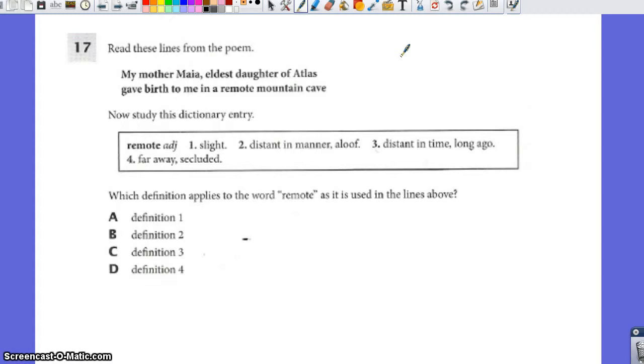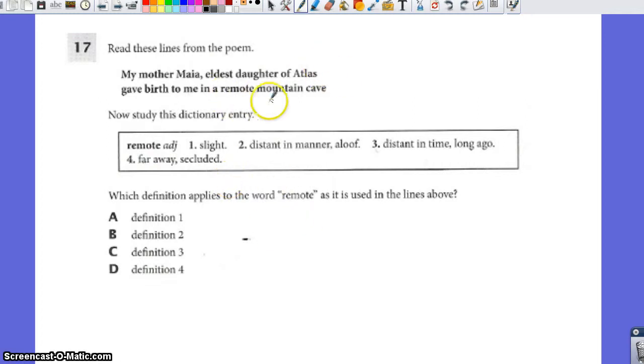Okay, read these lines from the poem. My mother Maya, eldest daughter of Atlas, gave birth to me in a remote mountain cave. All right, so again, we have a dictionary entry. We're doing the same thing as before. We're going to use process of elimination based on the context clues. Remote is an adjective. It could mean slight. It could mean distant in manner, aloof, distant in time, long ago, or far away and secluded.